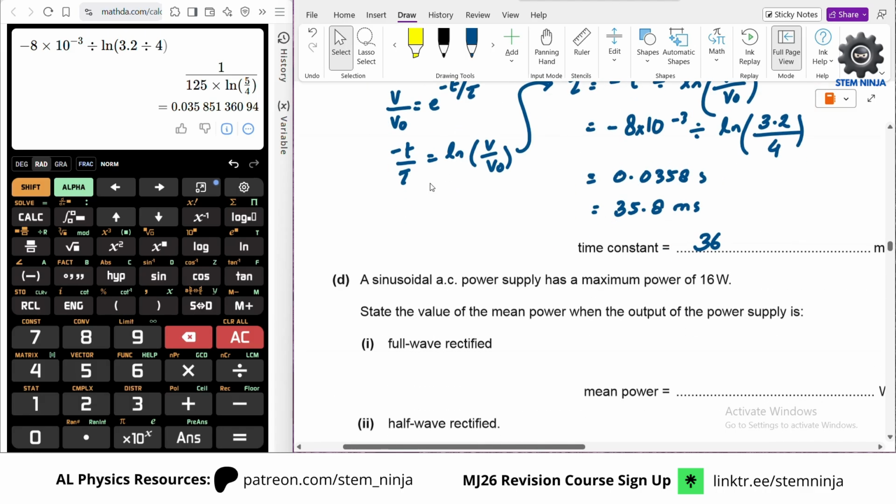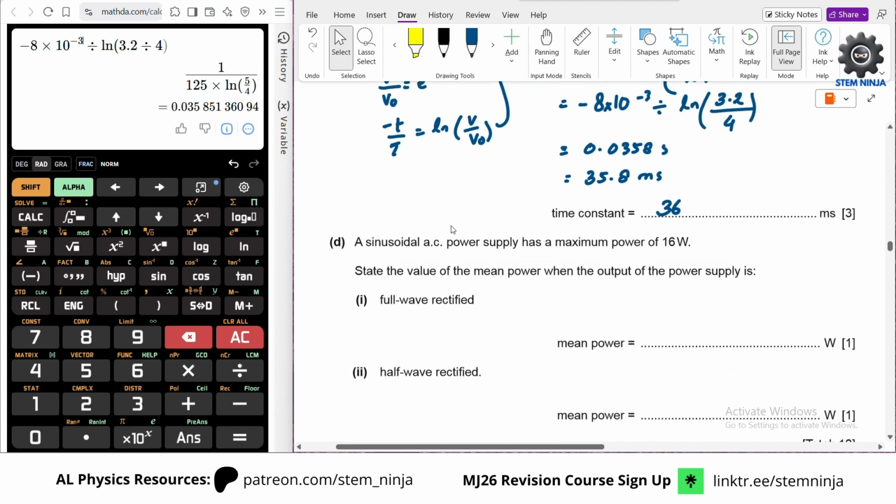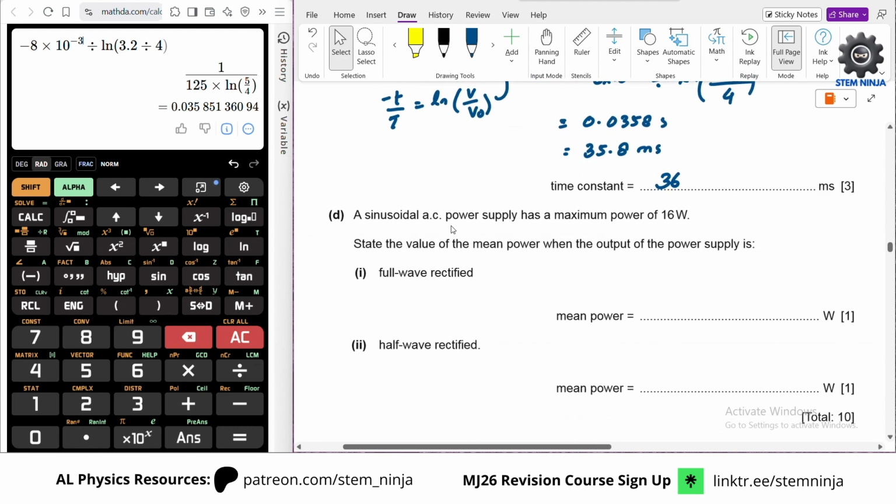A sinusoidal AC power supply has a maximum power of 16 watt. State the value of the mean power of the output when the power supply is full wave rectified. Full wave rectified. So when it is full wave rectified, it will have the same mean power as it has in the normal sinusoidal case.